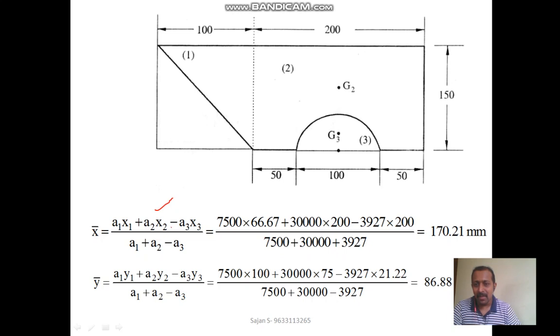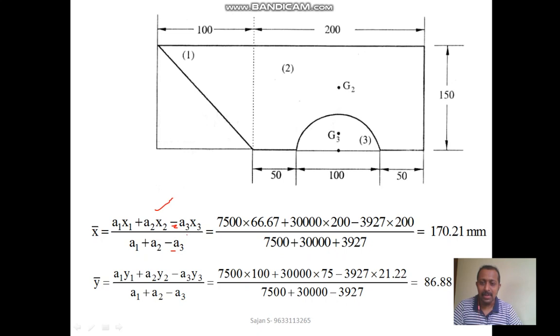Here we used negative sign instead of positive because the area 3 is removed from the rectangular part or the composite part, right? So this area is removed from the composite, so we used minus or negative for area 3. Wherever area 3 comes, we have to give a minus, because area 3 is removed. Okay, since area 3 is removed, we give a negative sign to area 3.